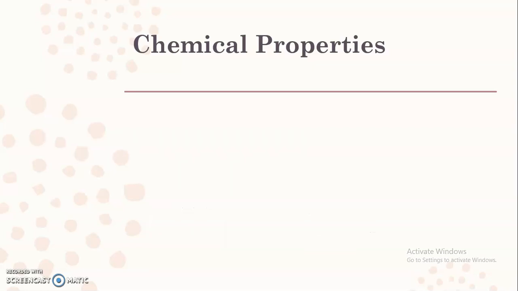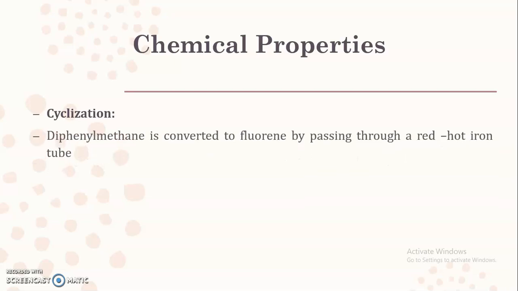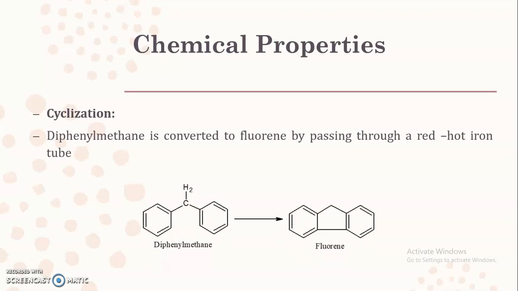Then the last reaction shown by diphenylmethane is the cyclization reaction. When diphenylmethane is heated through a red hot tube, it will be converted into fluorene. Cyclization is nothing but the formation of a cyclic ring from an aliphatic structure, where in diphenylmethane, if these two carbon atoms are connected with each other, there will be formation of a new ring.